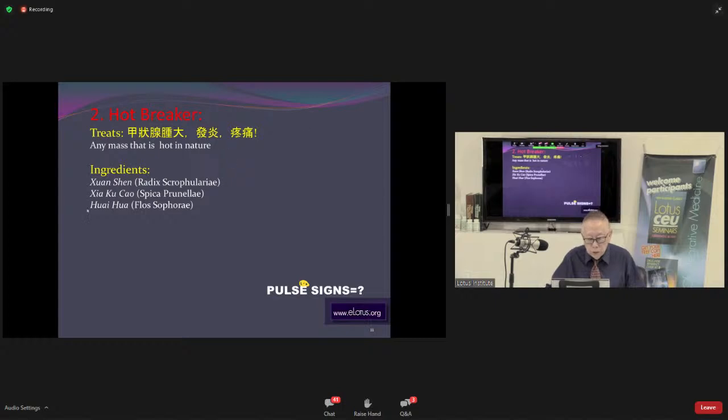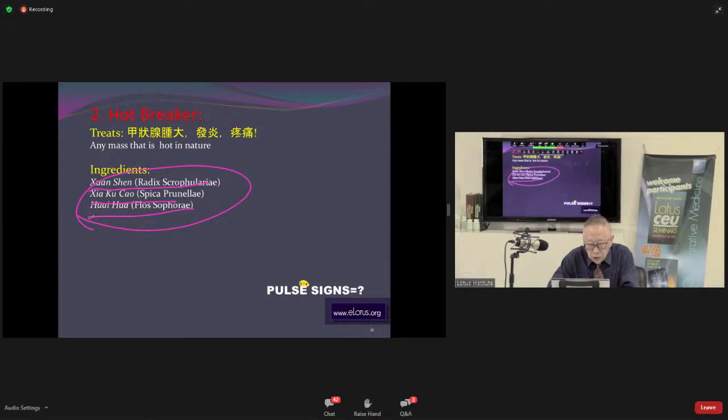So I use this code breaker, the heartbreaker, to deal with the hot condition, inflamed condition. The reason I'm using it is because this condition is much more popular than the cold one, or you may say a new injury is more popular than the old injuries. The herbs I'm using are 玄参, 夏枯草 and 槐花.